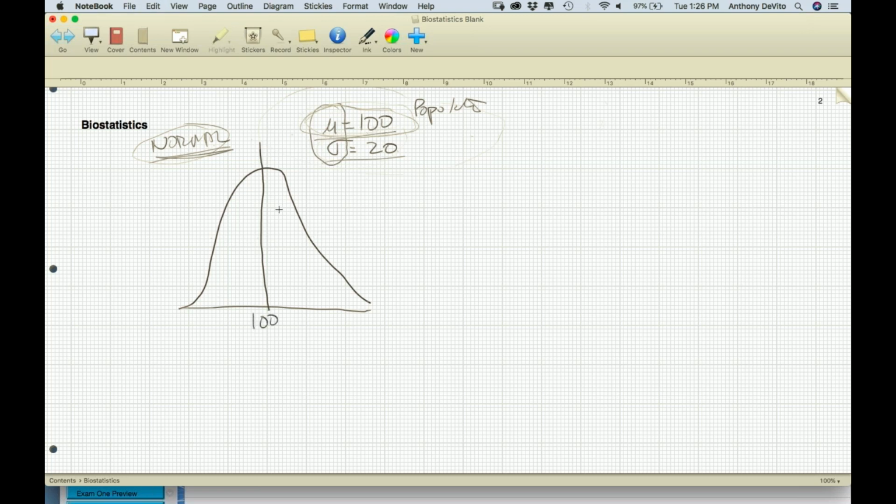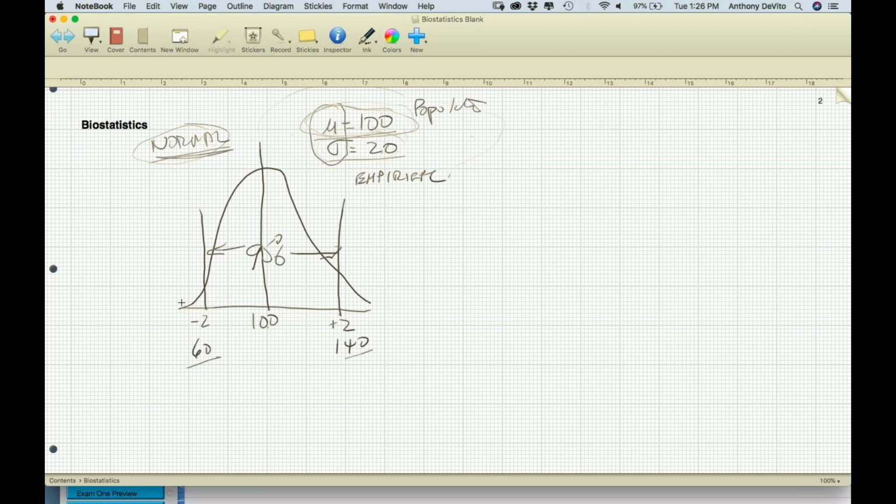There are certain properties that this normal distribution has that we can apply to it. You remember the empirical rule. The empirical rule told us that 95% of the people in a population that's normally distributed are going to be between 2 standard deviations below the mean and 2 standard deviations above the mean. In this case, 20 times 2 is 40, so that would represent 60 to 140. 95% of the people are going to have a blood pressure between 60 and 140.